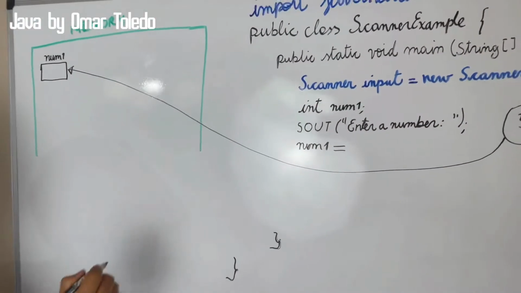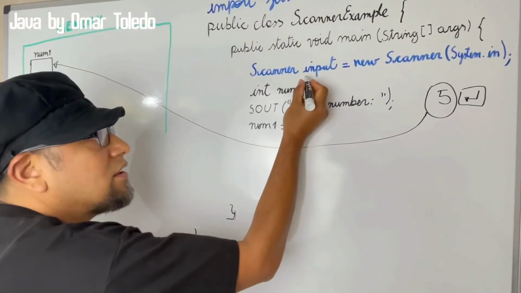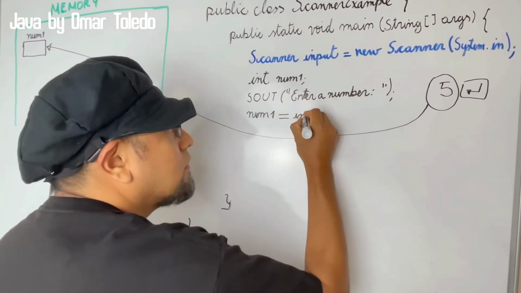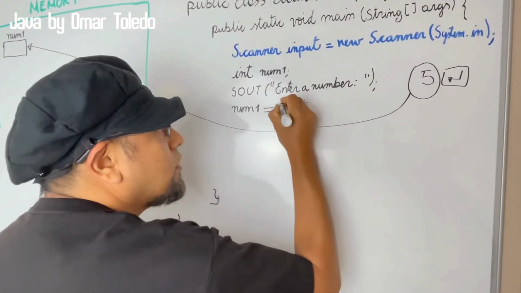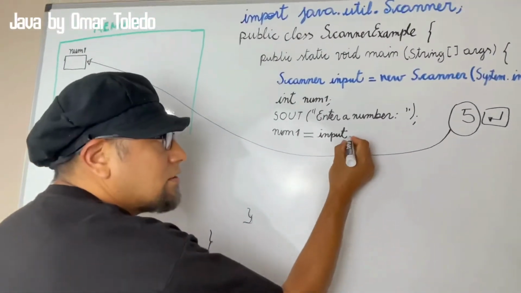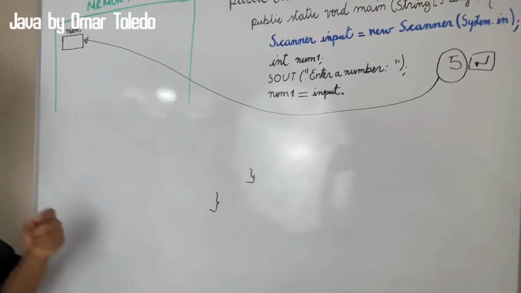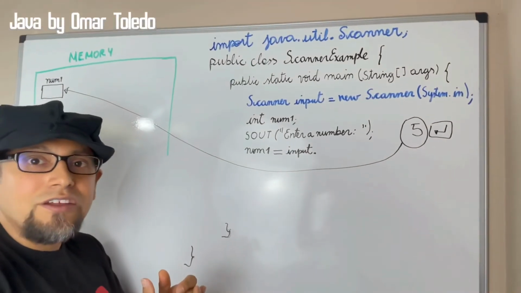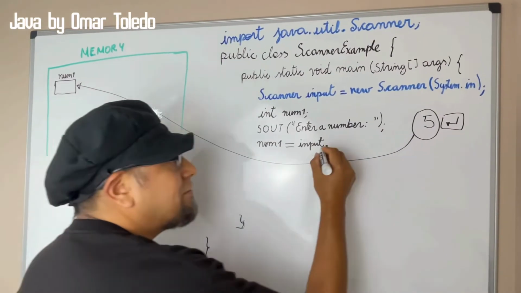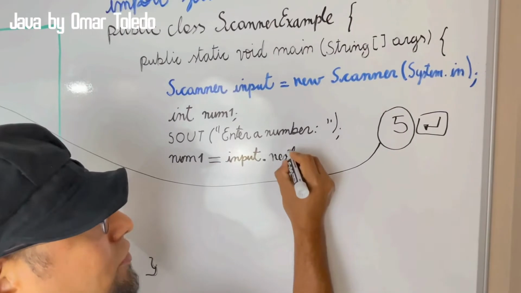So now I want to use the scanner. What is the name of the scanner? Input. The scanner is called input. And if I type that, you're going to see many options. Which option do I have to select from the scanner to collect a whole number? It's nextInt. So the trick here is that you will have to know how to use the scanner.